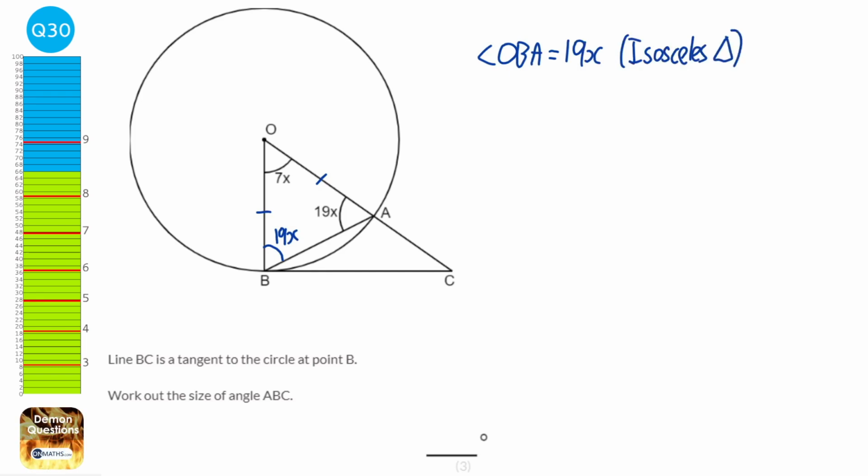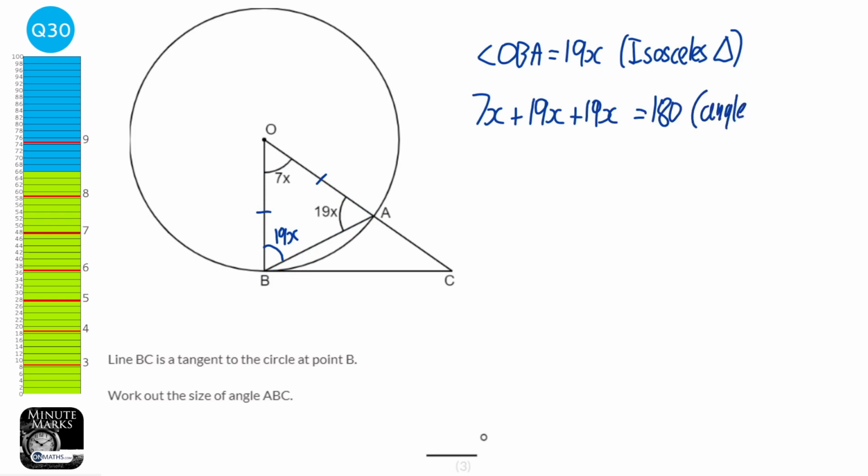Okay, so we know these two are equal. Well, we also can work out x because, as I said before, we have a triangle here, and all angles in a triangle add up to 180. So we've got 7x plus 19x plus 19x equals 180 degrees. And this is angles in a triangle, equal 180 degrees. Try and write out these reasons in full.